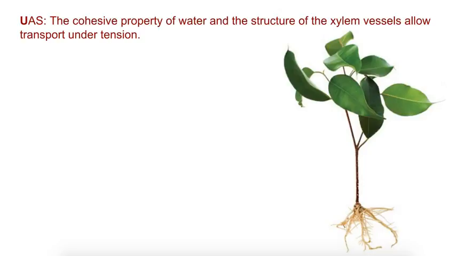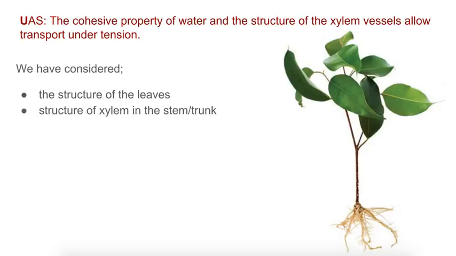We are going to start looking at the mechanism for water transfer, and the first understanding here is related to the key cohesive properties of water and the structure of the xylem vessels. So what we've looked at so far, we have considered the structure of the leaves, the structure of the xylem in the stem or the trunk of the plant, and also the structure of the roots. So a lot of structural work here. Now we need to look at the function.